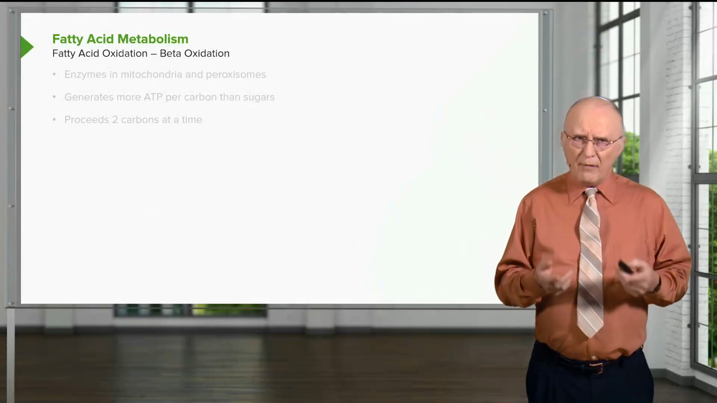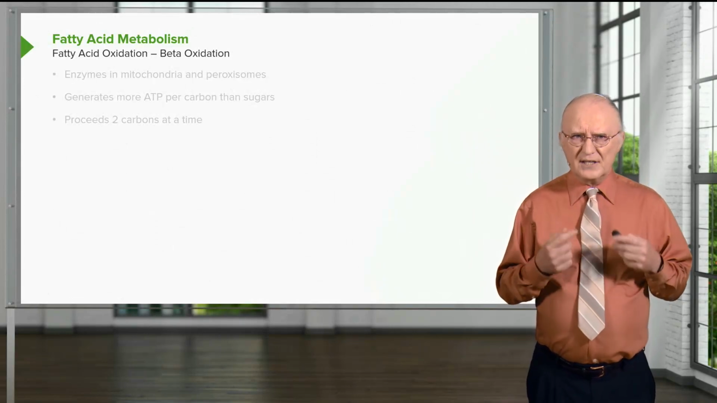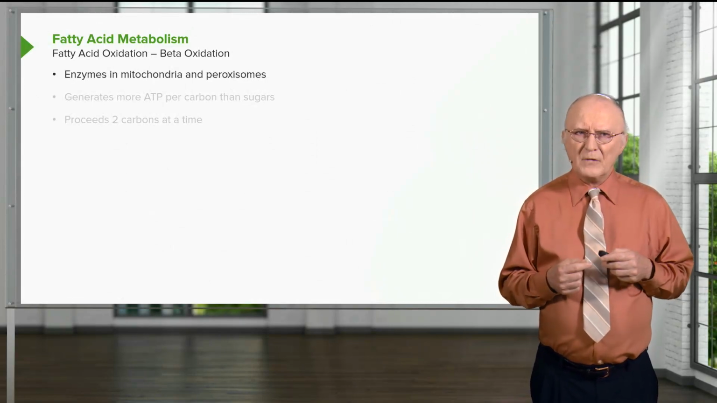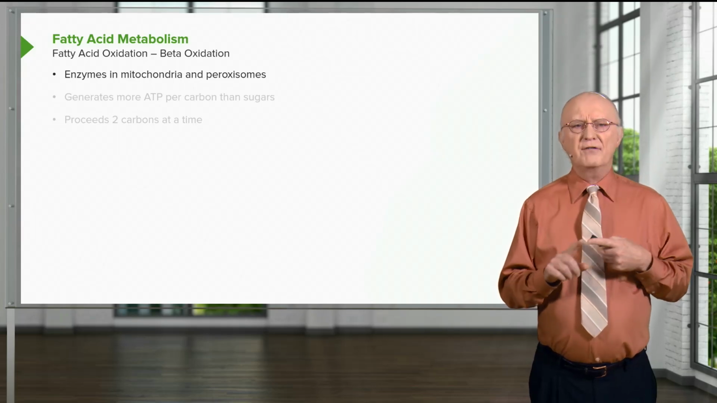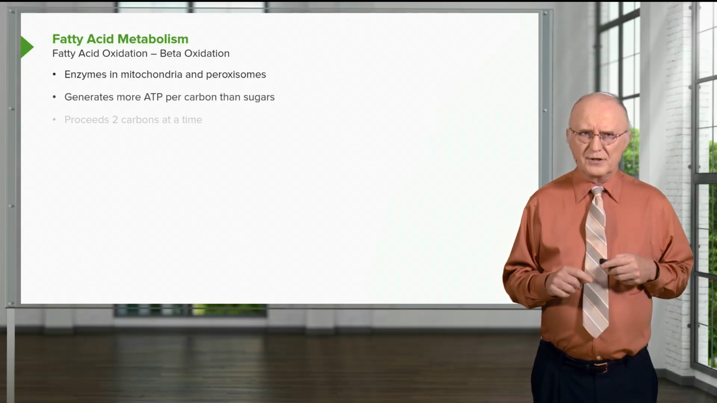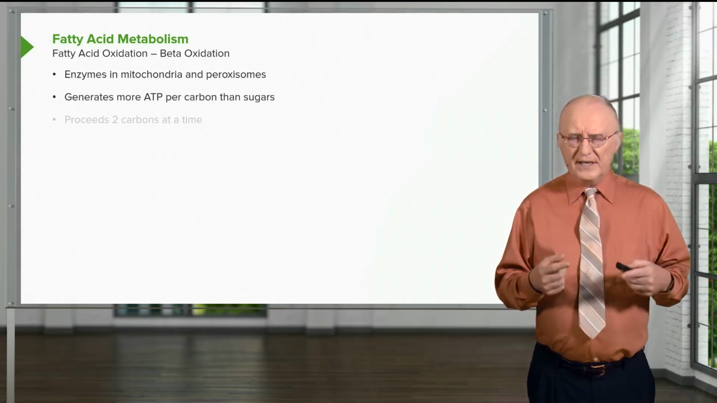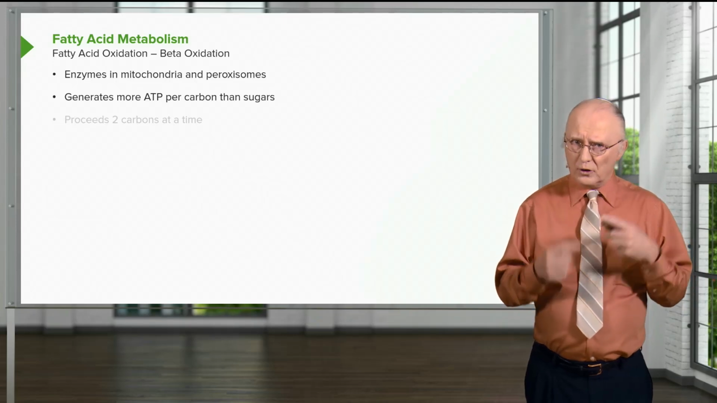Now, to break down fatty acids, we go through a process called beta oxidation. So I want to step us through that. The enzymes for beta oxidation are found in mitochondria and little organelles called peroxisomes. This process of breaking down fat generates more ATP per carbon than sugars do.